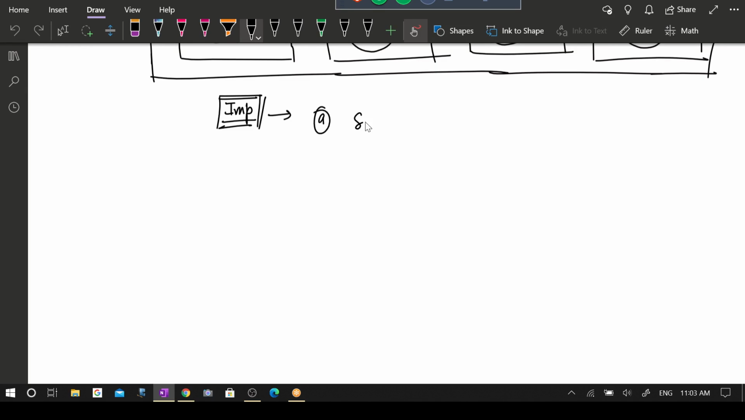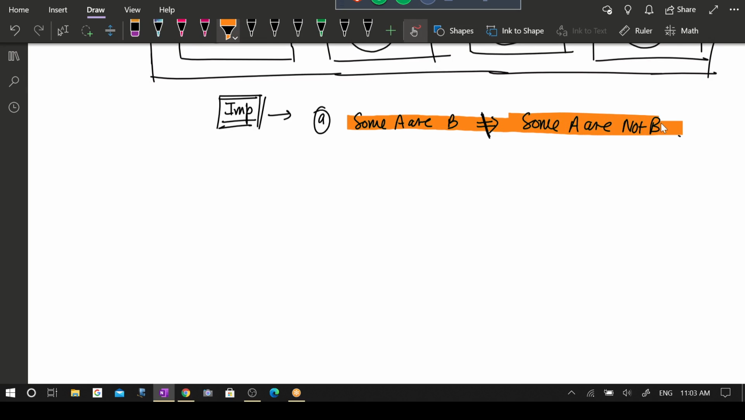Some A or B. Now listen to me. This is important. It does not infer. It does not apply. We cannot infer: some A or B cannot say some A or not B. Write it somewhere. Does that make sense? Some A or B does not mean some A or not B.